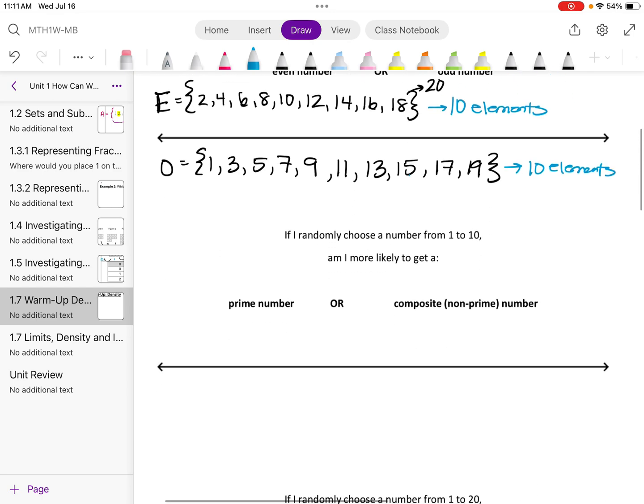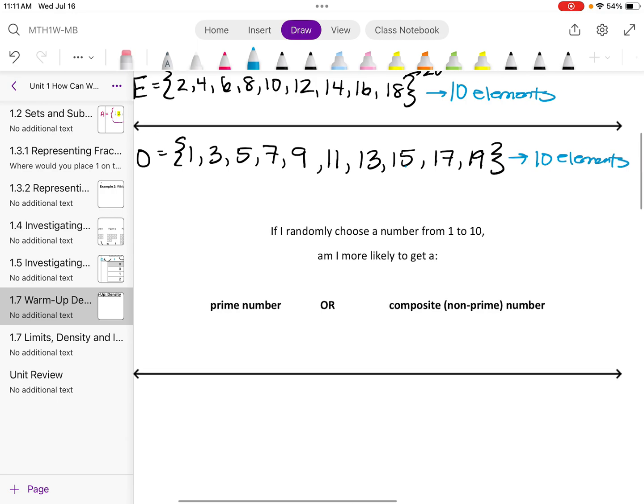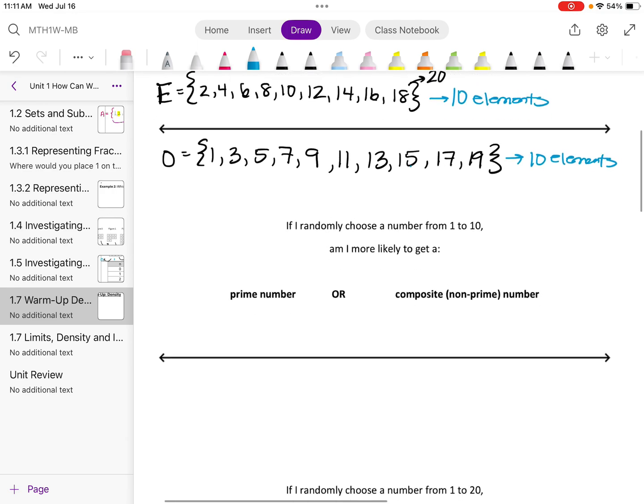Okay. If you chose the numbers instead from 1 to 10, are you more likely to get a prime number? So a prime number is divisible by 1 and itself. Or are you more likely to get a composite or a non-prime number? Okay, so I'm going to give you a second to figure that out.